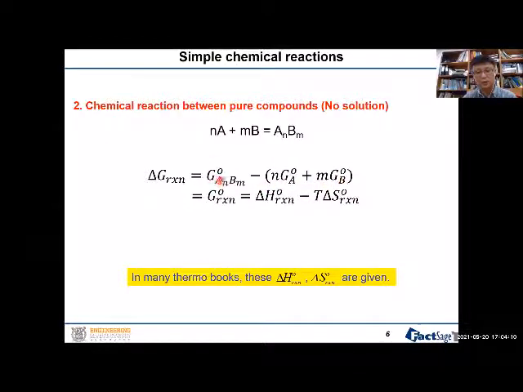And Gibbs energy is expressed by H minus TS, so recombining them, we get delta G of reaction for all the pure species equal to delta H minus T delta S. Typically in a thermodynamic book, when you look at the table, they list chemical reactions like this and provide H and S values as A plus BT. This is very useful information for understanding the chemical reaction.